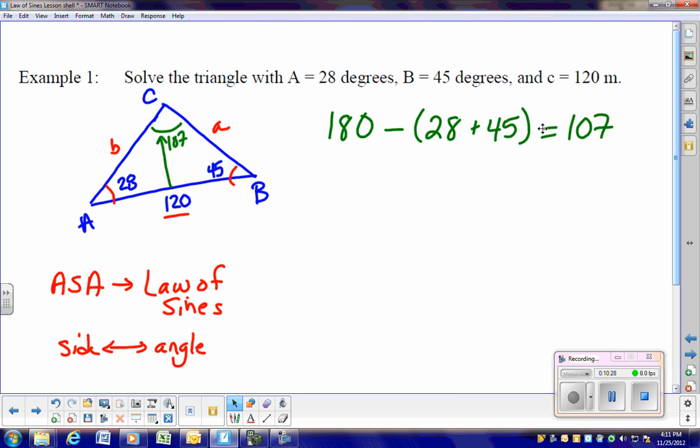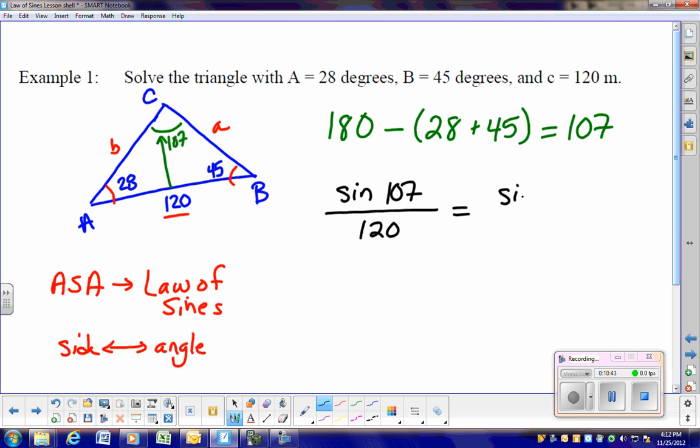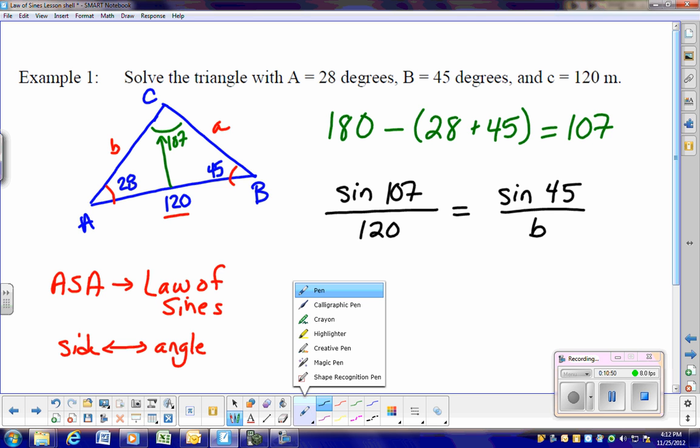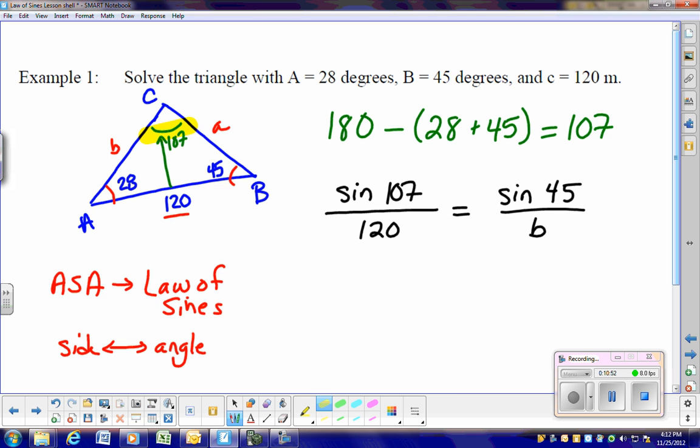Now I'm going to use the law of sines. I know that the sine of my angle, which is 107, divided by the side that's across from it, so that would be 120, has to equal, and now I'm going to write sine of 45 over b. So the two parts that I was using were the parts that were across from each other. That's what you want to look for in law of sines. This pair and this pair, across from each other. Once you have this set up, then it is an algebra problem.